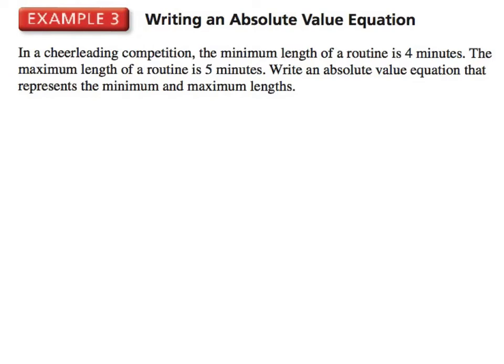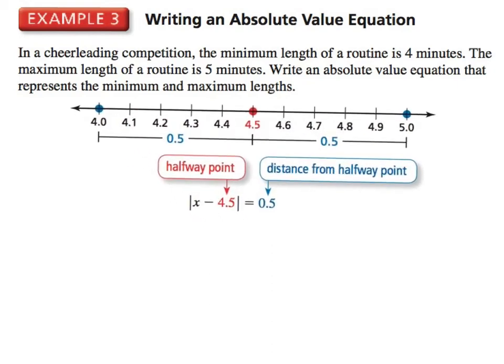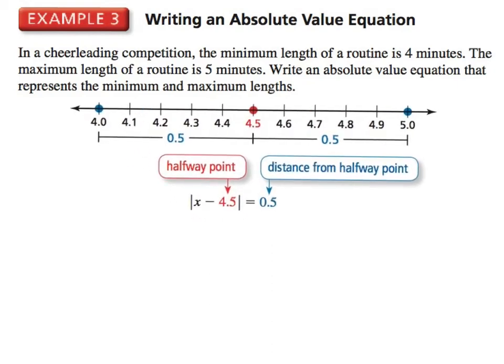So here's how you're going to start this. If you model this using a number line, it's going to be a lot easier. So let's start with this. Now you can think of this in your head. You don't actually need to write this down when you do your homework. But here, the minimum is 4 minutes, the maximum is 5. Halfway is right here. Your halfway point would be 4.5.